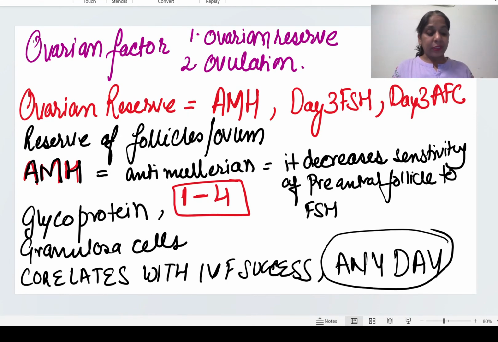The other tests we are going to do to know the ovarian reserve are the day 3 FSH and the day 3 antral follicle count.